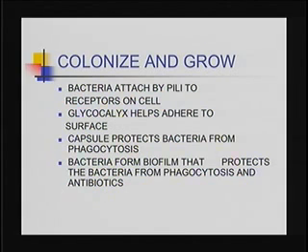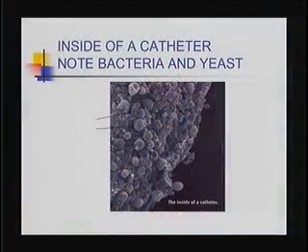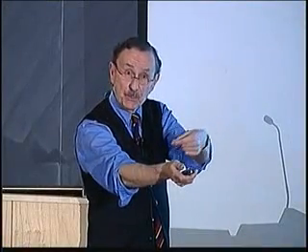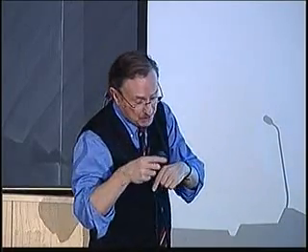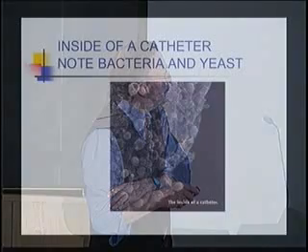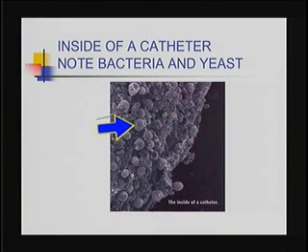And then lastly, the bacteria form a biofilm that protects the bacteria from phagocytosis and antibiotics. And it's a combination of these various factors. Let me just show you an image of that. So this is now the inside of a catheter. It's placed in a person's intravenous catheter, and some organisms from the person's skin, in the process of passing the catheter through the skin, have gotten into the tip of the needle and then into the catheter.